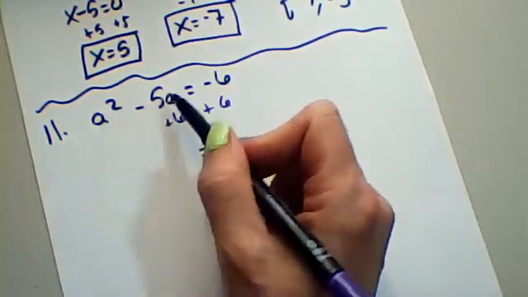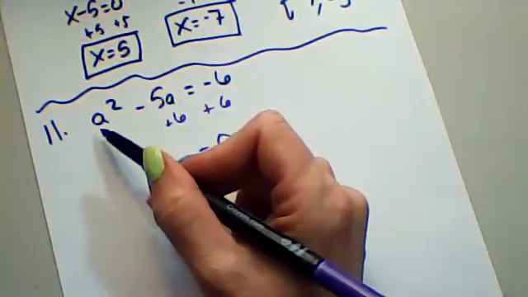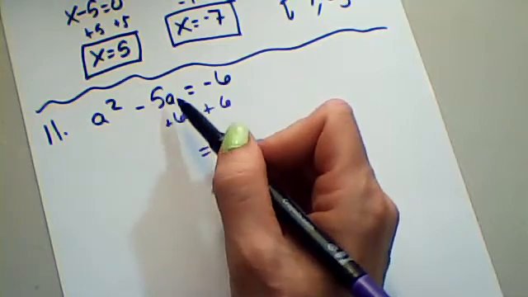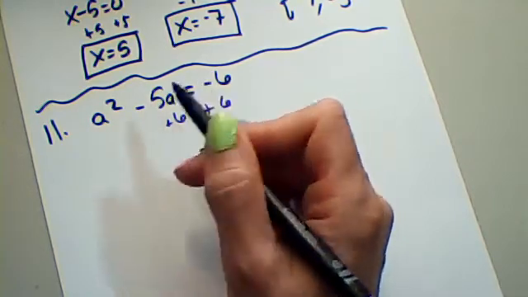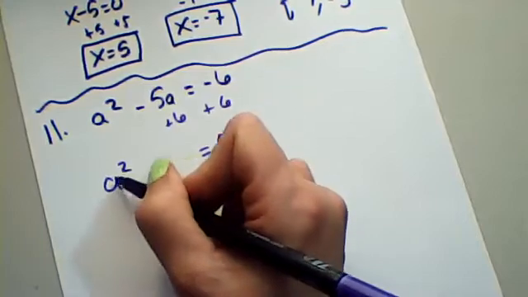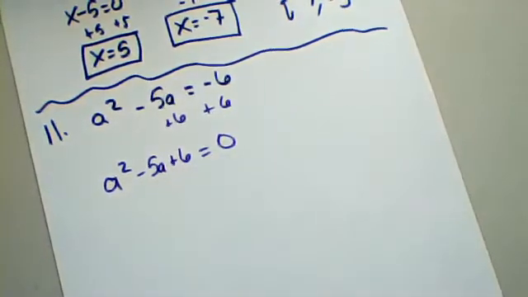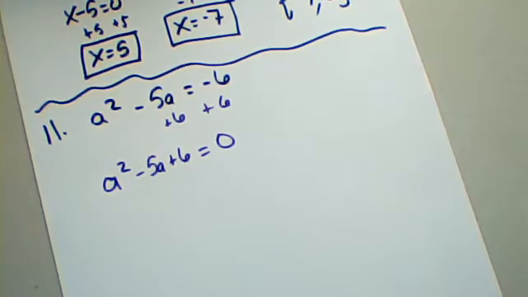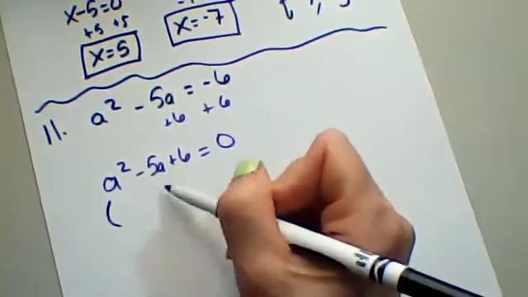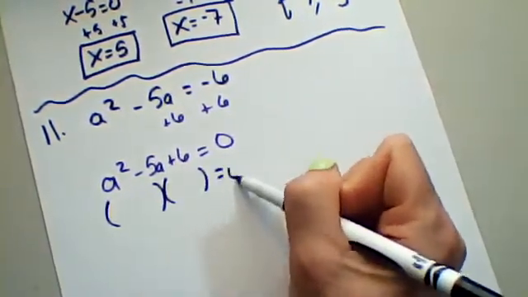This 6 can't be added to either of these 2 terms. It's not like terms with this one or with that one, because it doesn't even have a variable. So it's just going to sit next to them on the line. So we've got a squared minus 5a plus 6 equals 0. Now we have a quadratic equation that's equal to 0, and it looks like it is ready to be factored, broken down into its factors.